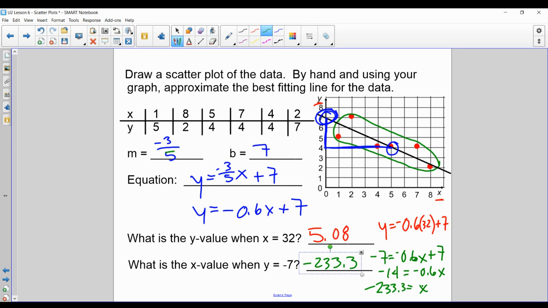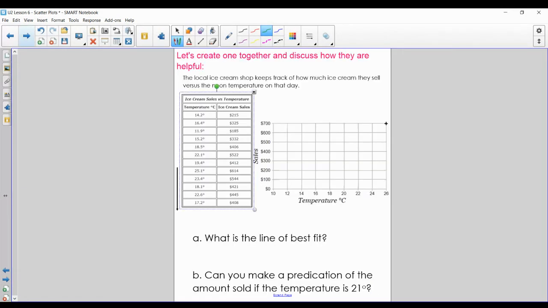Okay, so the whole point of getting this line is so that we can use it to figure out other information that is beyond the edges of our graph. All right, one last one.